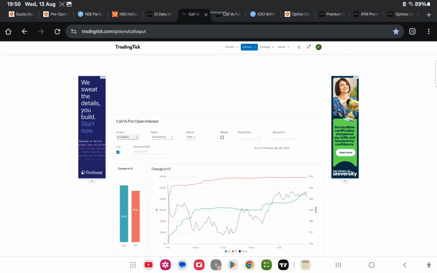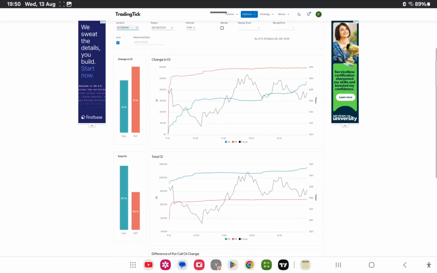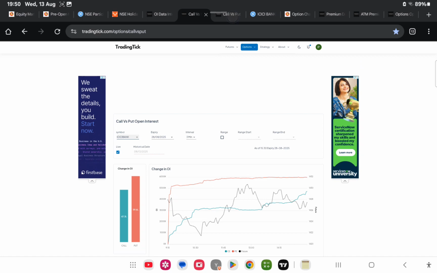ICICI Bank is drifting down, though Reliance and HDFC are almost near to their open, August month open. ICICI resistance is more. Okay, now we'll check the close range OI.